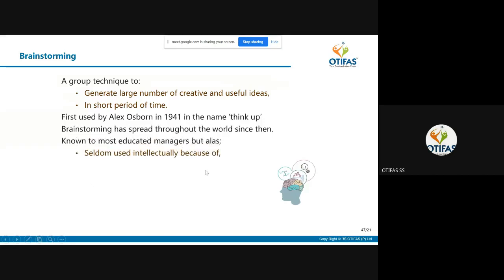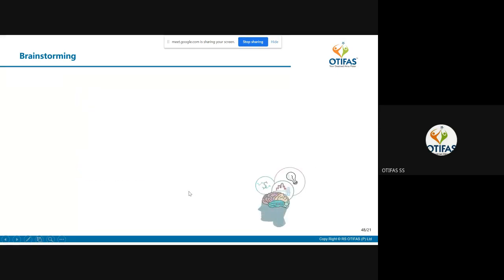It's a very good tool, but what happens is it's not used properly because of poor training, and we don't know how to use it. So if you learn brainstorming, it's going to be a good asset for you, because when you move to the top, you can use brainstorming as one of the tools for many of your problem solving, analysis, or new process design, system design, etc.